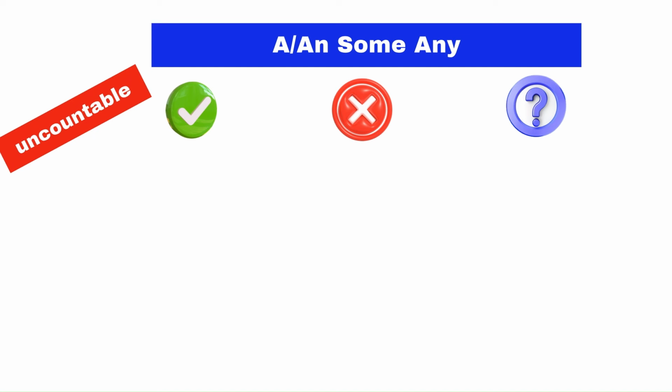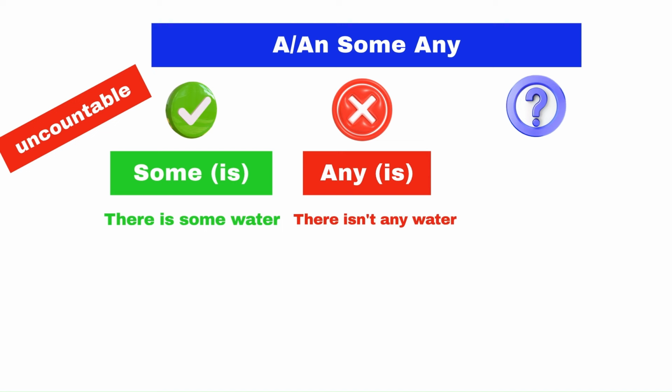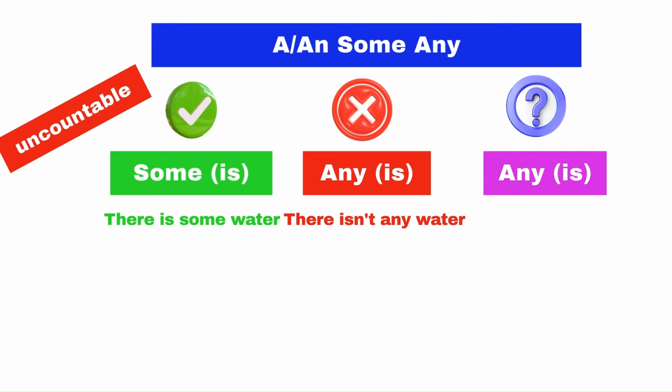Uncountable nouns are the nouns which we can't count. It's about food, liquid, materials, abstract things. In positive sentences, we use some with uncountable nouns. For example, there is some water. In negative sentences, we use any instead of some with uncountable nouns. For example, there isn't any water. In questions, we use any with uncountable nouns. For example, is there any water?